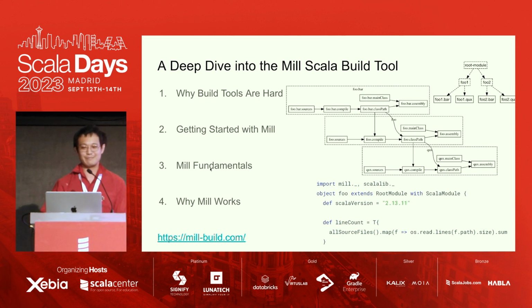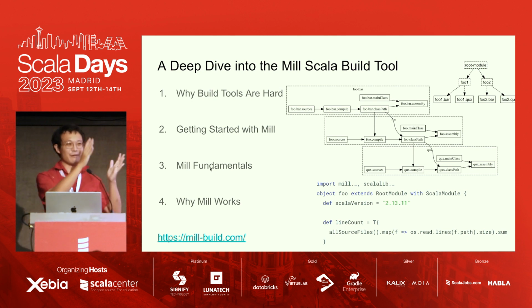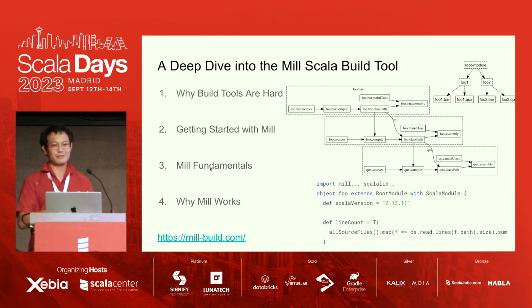But Mill is more than just a better SBT. It's kind of unique even when compared to things like Bazel or Gradle or Pants or Buck, in that it's a build tool that leverages everything you already know about programming, about functional programming, about object-oriented programming, about how to do things in the Scala ecosystem using libraries, and leverages that seamlessly enough so that it feels seamless when you first start using Mill. You come in with Mill, you don't need to learn anything, and you can immediately start doing things and configuring your build in a way that's functional and principled. And that's what you should take away from this deep dive into the Mill build tool.